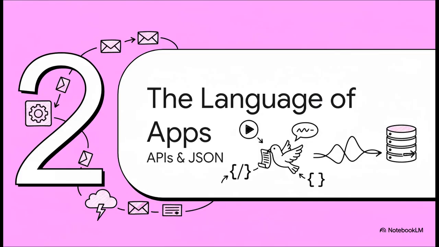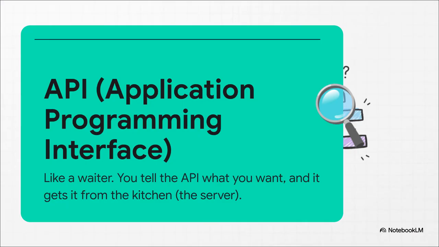All right, so to build more powerful automations, we need to understand a really fundamental concept. How do different applications talk to each other? They don't just magically connect. They use a specific language and kind of like a messenger system to communicate. Let's start with that messenger, the API.